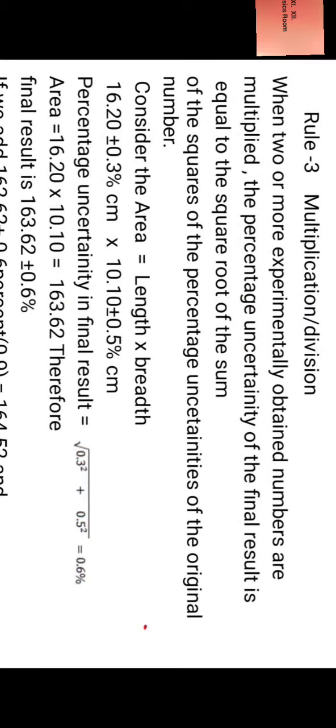And now rule 3, case of multiplication and division. When two or more experimentally obtained numbers are multiplied, the percentage uncertainty of the final result is equal to the square root of the sum of the squares of the percentage uncertainties of the original numbers.